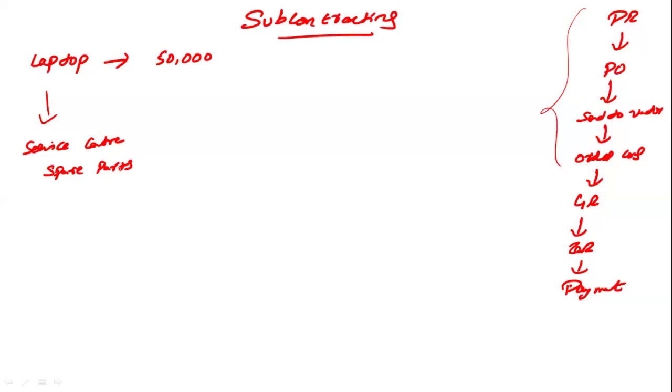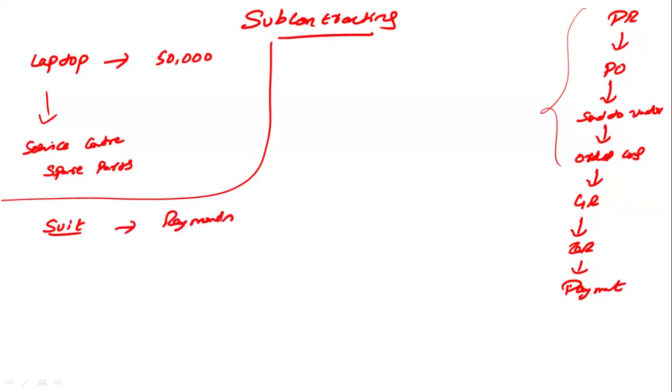Okay, let me take a better example than this. Let me take it this way. You went to buy a suit, so you go to Raymond's. Okay, so you buy a suit. When you buy a suit, it will cost you around 20,000, a complete finished product.